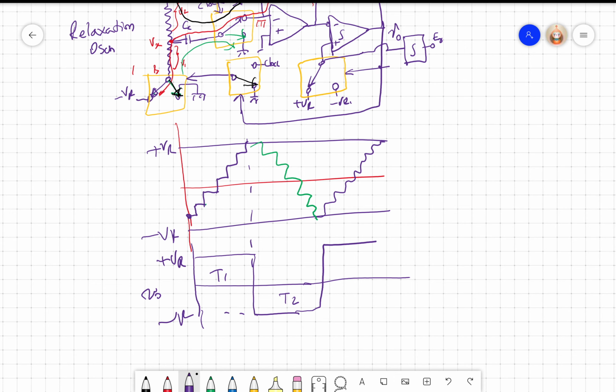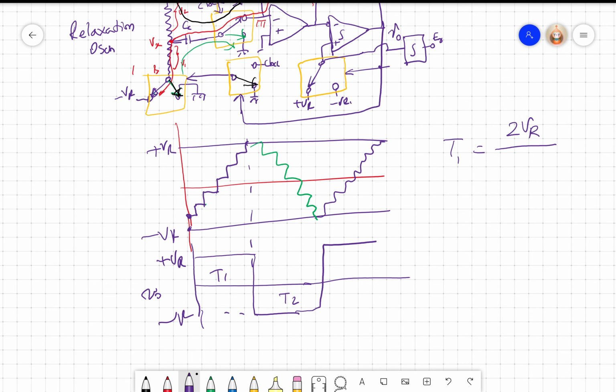Let's look at what is T1. T1, the voltage acquired is minus VR to plus VR. So for T1, the voltage acquired is 2 VR divided by the number of clock cycles in that. How do I get the number of clock cycles?